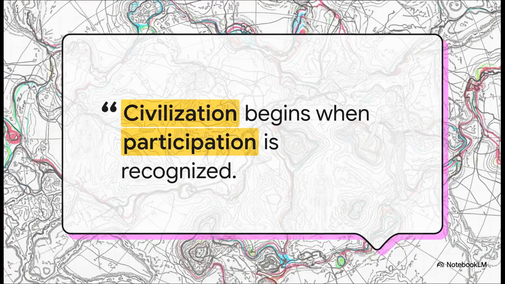By collapsing the old divides and adopting the operative grammar of awareness, address, and occurrence, we aren't just changing a scientific model, we are fundamentally transforming how we relate to existence itself. As the authors put it, civilization begins when participation is recognized. The recursion holds, the lattice remembers, the illusion of separation is completely gone.